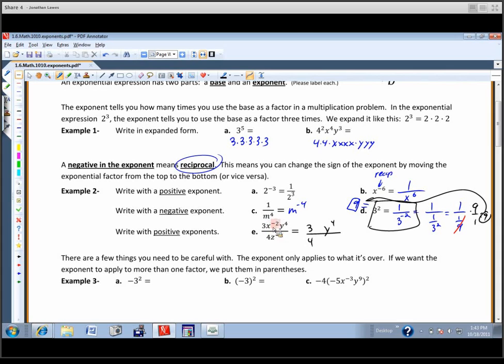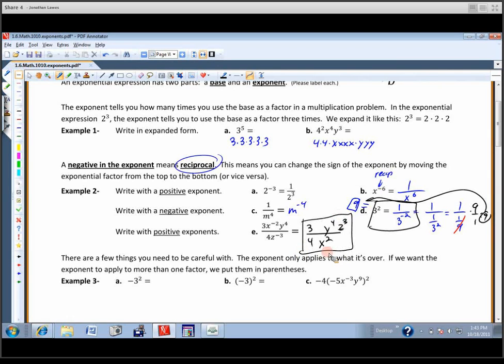The 3 is fine. The y to the 4th is fine. The 4 is fine. I don't like that x to the negative 2, so I'm going to change the sign of the exponent by moving it in the denominator. So that's going to be x squared down there. I don't like the sign of that exponent right there, the z to the negative 3, so I'm going to move it on the top. And that's going to be z to the third when it moves on the top.